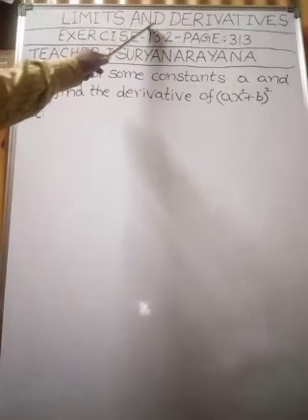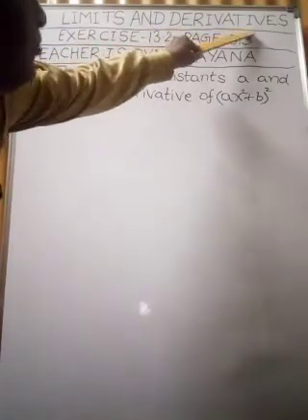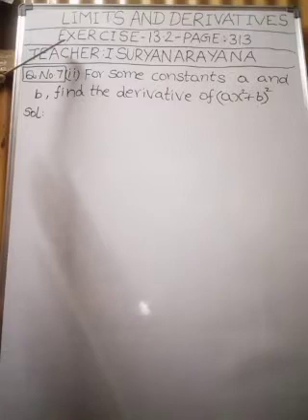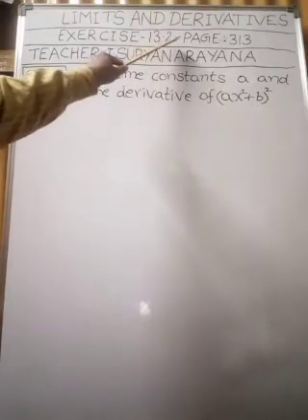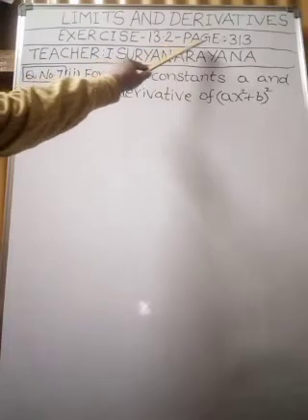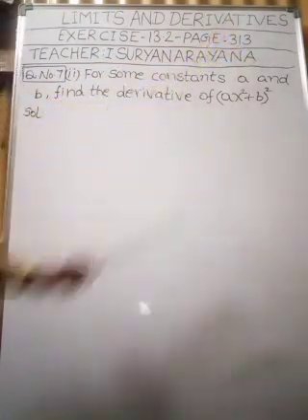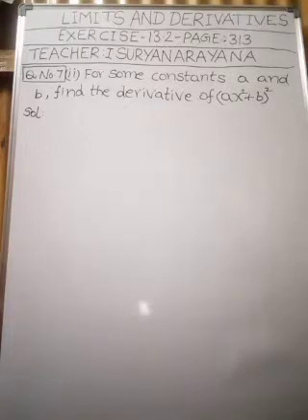Today we are going to discuss limits and derivatives. In this chapter, we are going to discuss the problems in exercise 13.2, page number 313 in the textbook. In this exercise 13.2, we have already discussed the concepts and completed 6 questions so far. And the seventh question, first part, we have also completed.